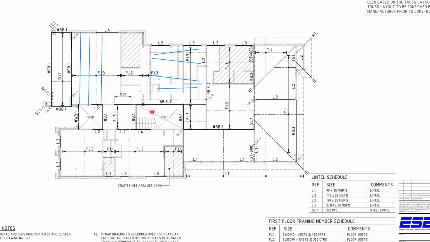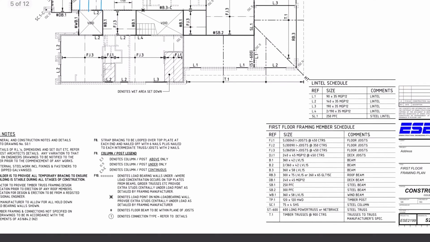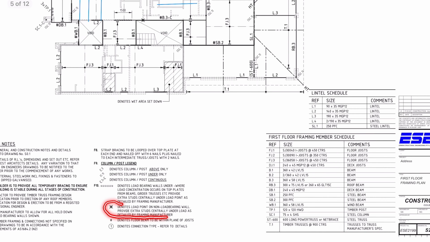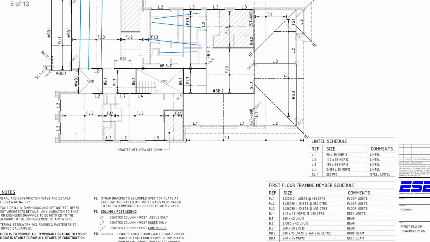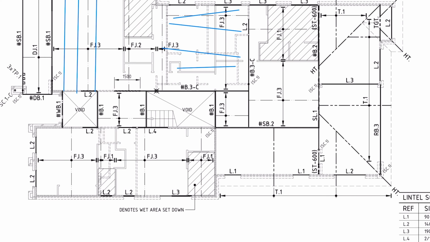So let's pan around a little bit. We have a set of stairs here. There's a void here, another void here. There's a wing beam next to the void to deal with the lateral forces. There's this little symbol here which denotes load point on non-load bearing wall. So this B3 is landing on this non-load bearing wall, therefore the builder needs to provide extra studs under this point load.